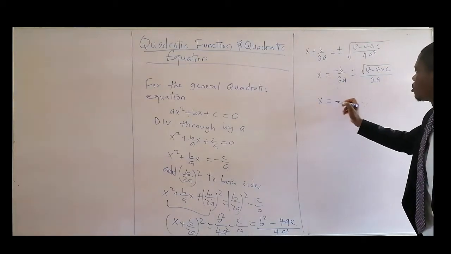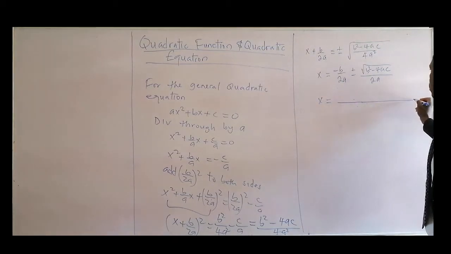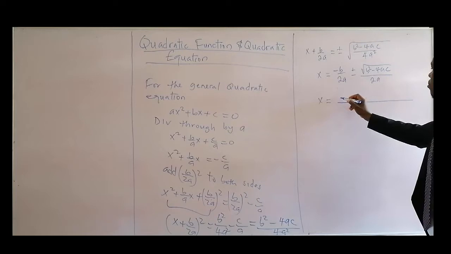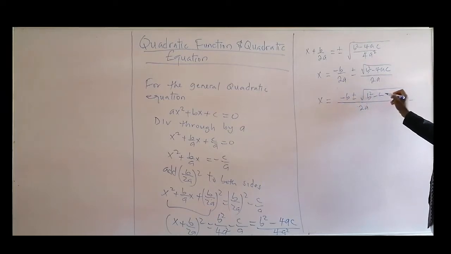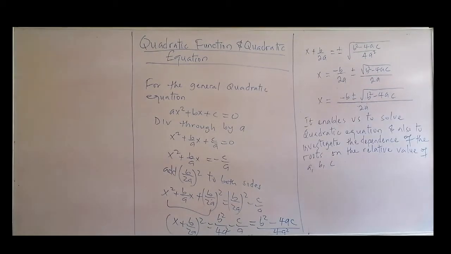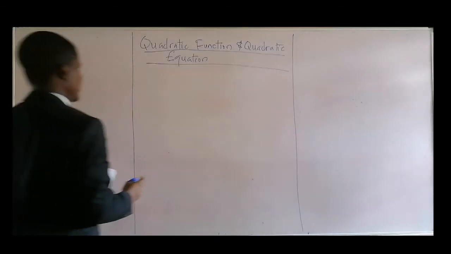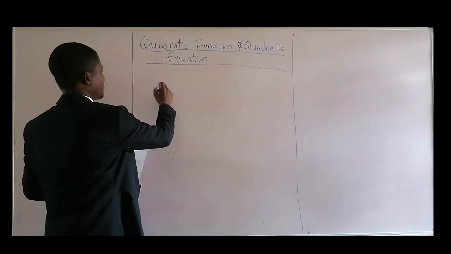Finally, x is equal to minus b plus or minus the square root of b squared minus 4ac, all over 2a. So this is what we call the quadratic formula. It enables us to solve quadratic equations and also to investigate the dependency of the roots on the relative values of a, b, and c. Okay, so that's that.